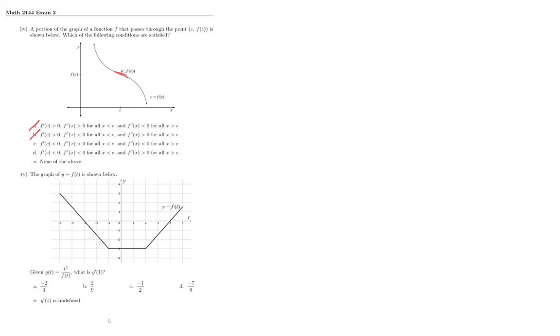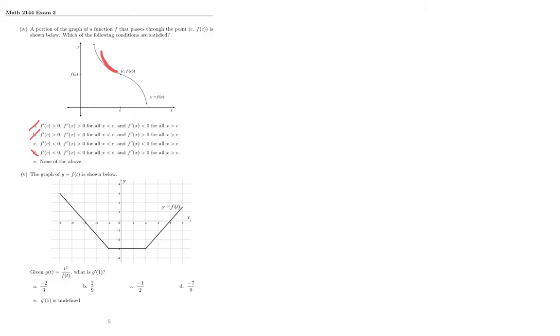Then, is it true or not that... what's going on with the concavity? So f double prime of x is greater than 0 for x less than c. So when x is less than c, is it concave up? That is true. D is false.